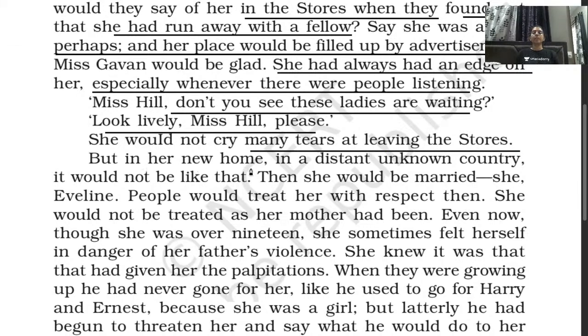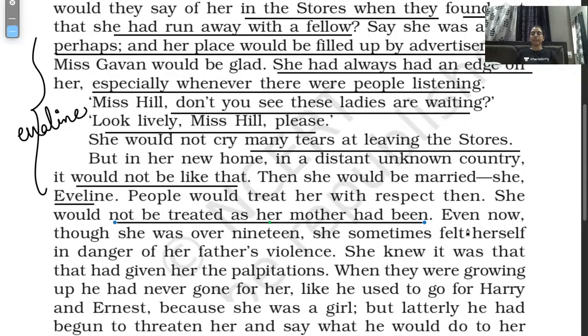But in her new home, in a distant unknown country, it would not be like that. Then she would be married. She, Eveline. So we are talking about the protagonist of the story, which is Eveline. People would treat her with respect then. She could not be treated as her mother had been. Even now though, she was over 19. So she was only over 19, meaning only about 20 years old.